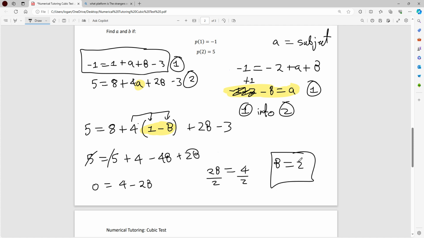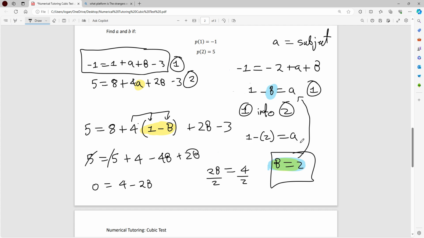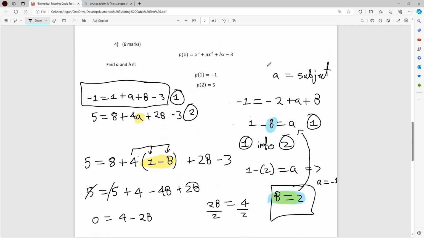Then you can substitute this information back into equation 1. So I'm just going to get rid of this bit here. What have I done here? Yep, positive 1. So plus 1. So if you substitute this information into here, you can work out what a is. So you're going to get 1 minus 2 equals a. So therefore a is negative 1, because 1 minus 2 gives you negative 1. So in this question here, a is negative 1 and b is 2.